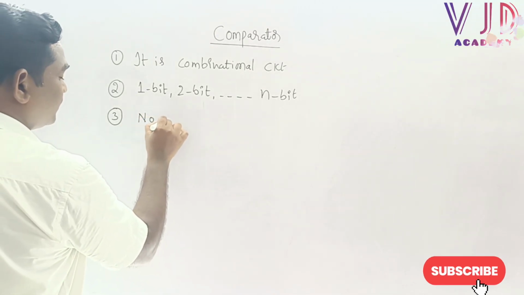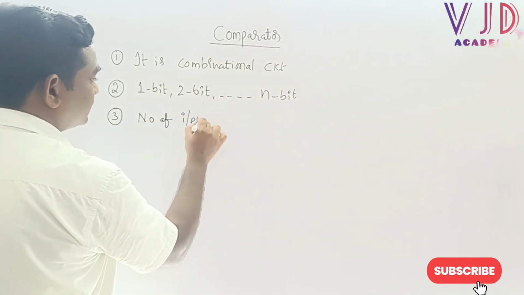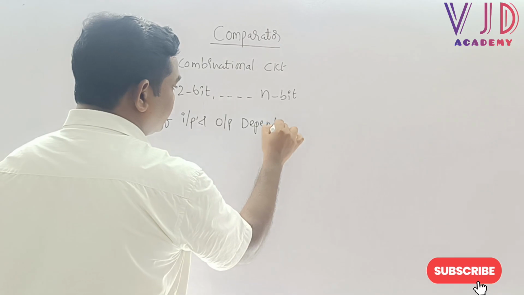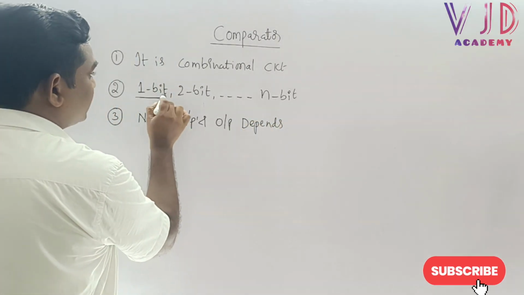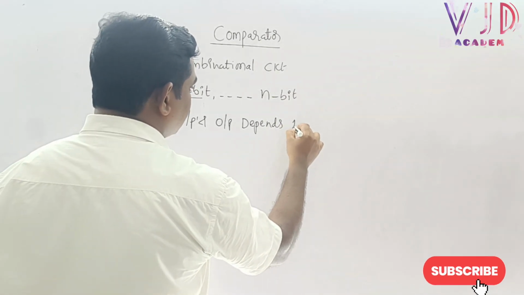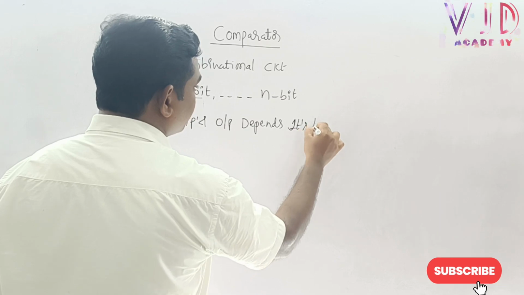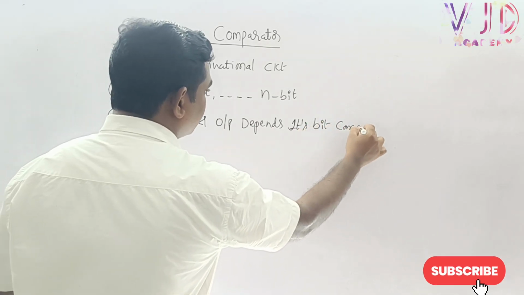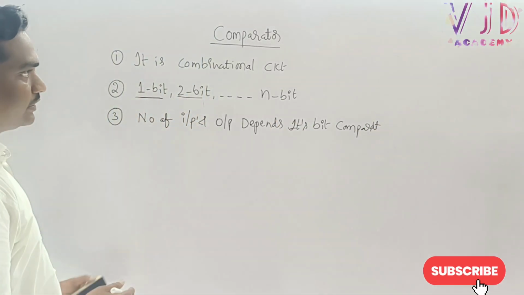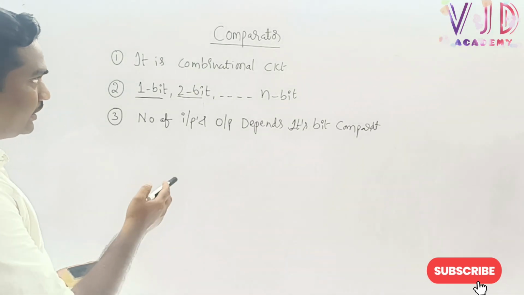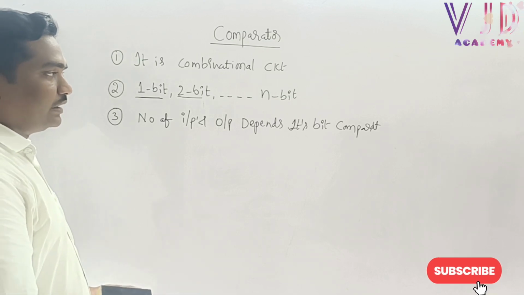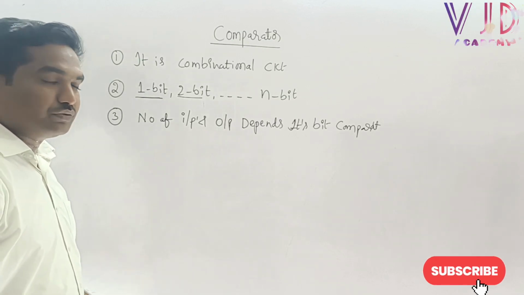The number of inputs and outputs depends on what kind of comparator it is: 1 bit comparator, 2 bit comparator, or n bit comparator. You will understand the meaning of this statement. Here, let me try to draw a circuit of comparator. Let me take 1 bit comparator, 2 bit comparator and n bit comparator also, and let us try to understand.